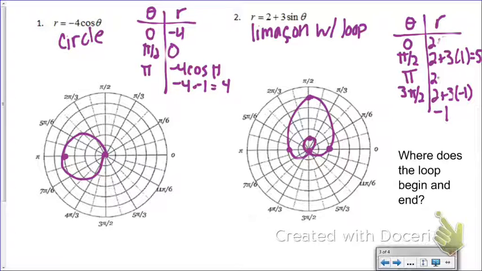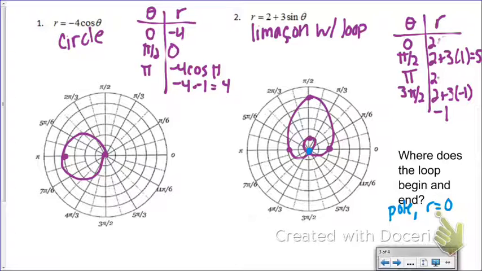Now you'll also see some questions in class about the graphs, like where the loops begin and end. This is something we could find exactly if we wanted to, but I'm more concerned with you guys understanding how this works. Now the loop begins and ends at that same point, and if you notice, that point is the pole. So what we need to understand is that the loop begins and ends at the pole, and the pole is when the r value is equal to 0.